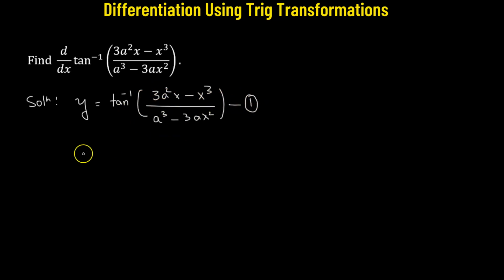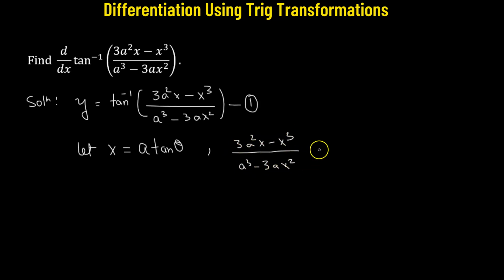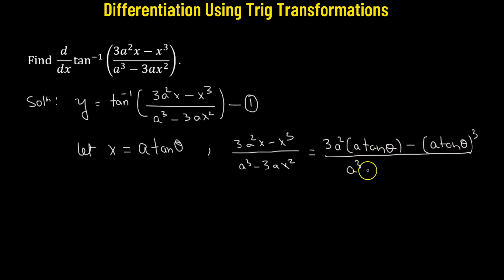To do that, all we have to do is suppose that we consider x to be equal to a times tangent of theta, such that (3a squared x minus x cubed) divided by (a cubed minus 3ax squared) becomes equal to, so we have 3 times a squared multiplied by x, and x is a times tangent of theta, minus x cubed. So x cubed will be (a times tangent of theta) whole cubed, divided by a cubed minus 3a times x squared. So x is (a times tangent of theta) whole squared.